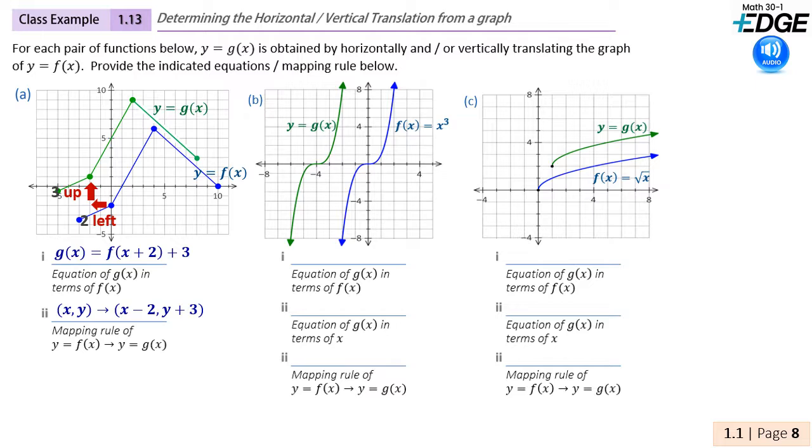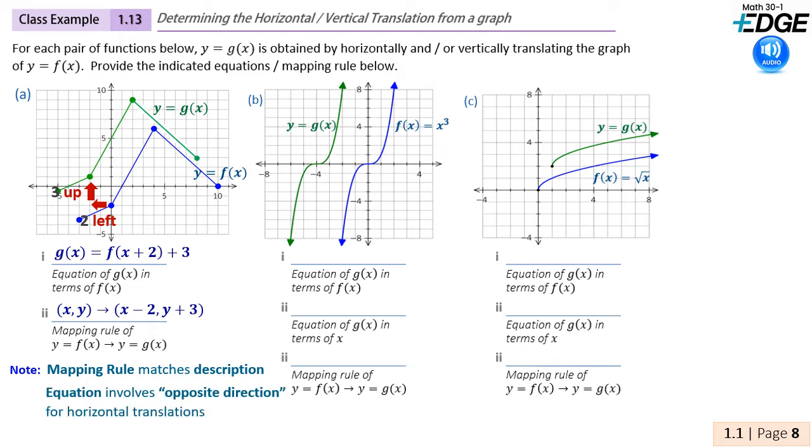Notice for the mapping rule how the vertical translation of plus 3 appears as y plus 3, but that the horizontal translation of 2 to the left appears as x minus 2, different from how it appeared in the equation. It will always be the case that the mapping rule will match our verbal description. The equation will appear opposite for horizontal transformations.